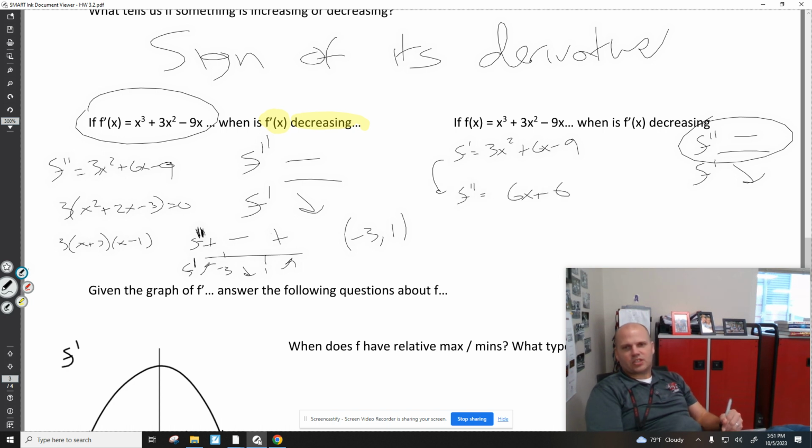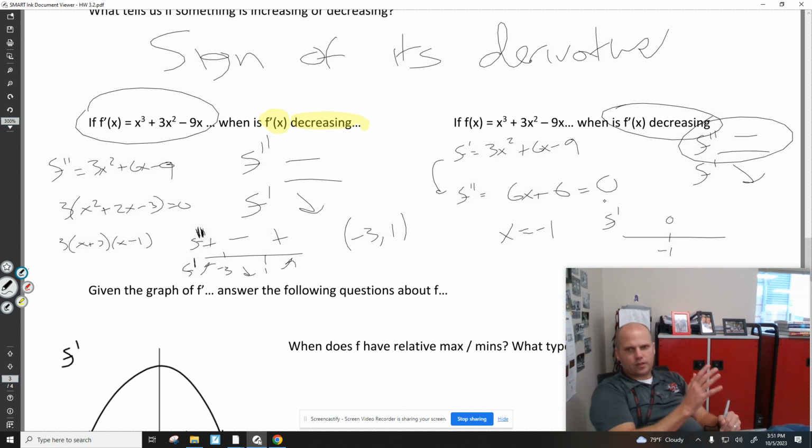This kind of is a segue into next class. We will be finding when f prime is increasing or decreasing, because when f prime is increasing or decreasing, it tells us about the curvature of f. So, coming soon on the next episode of AP Calculus AB.